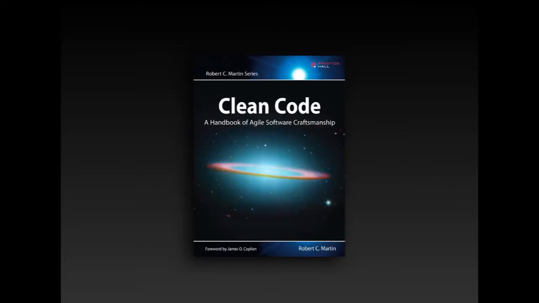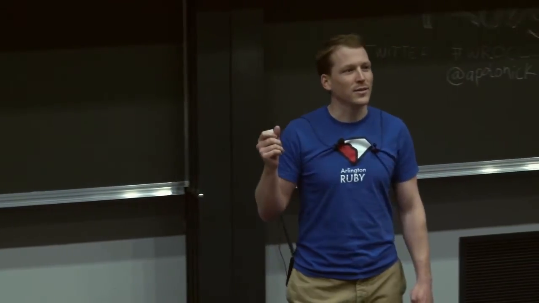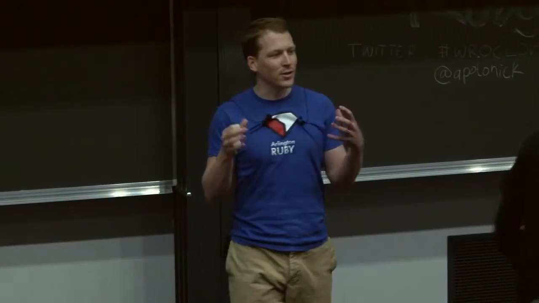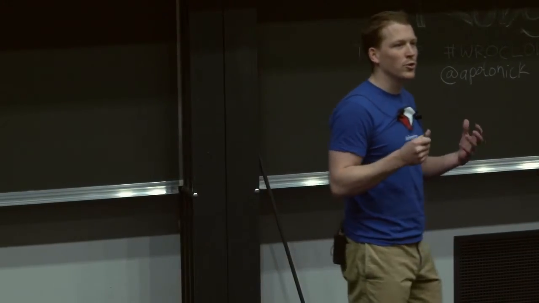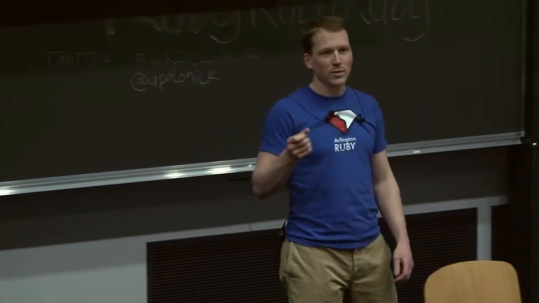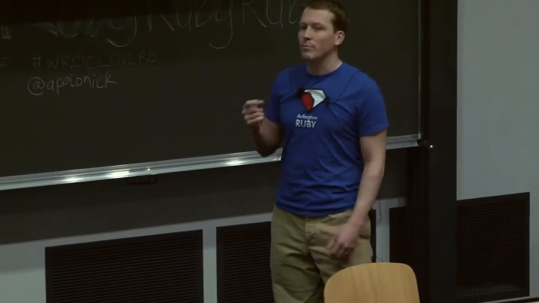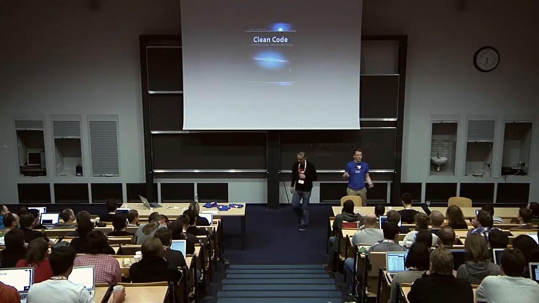This is a fantastic book by Uncle Bob Martin. Has anyone here not read this book? I think I never read it, actually. Get it. It's great. It has lots of just nuggets of information on how to write good code. And a lot of it, even though it doesn't say it in the book, is about writing a good user interface in your code.